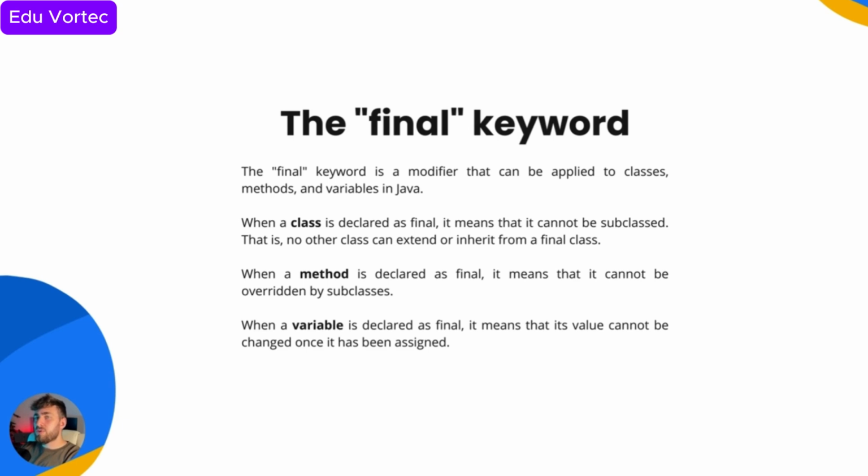First, let's dive into the use of the final keyword in classes and methods. The final keyword is a modifier that can be applied to classes, methods, and variables in Java. When a class is declared as final, it means that it cannot be subclassed. That is, no other class can extend or inherit from a final class. When a method is declared as final, it means that it cannot be overridden by subclasses. When a variable is declared as final, it means that its value cannot be changed once it has been assigned.